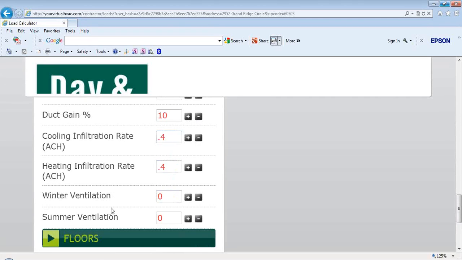And if I have dedicated ventilation systems, like some of the newer buildings have, or even some 10, 15 years old for code reasons, I can add that ventilation in. So if I got a duct coming in, bringing outside air into the space, I can add that here. So I'm going to do that now. 65 CFM.